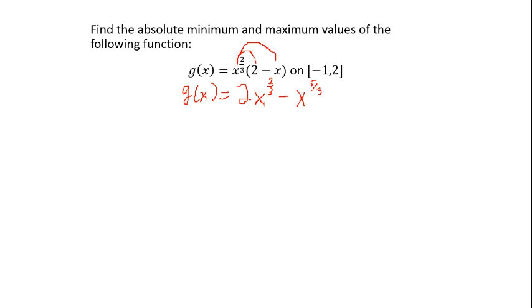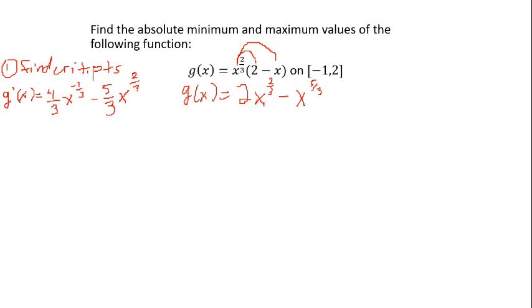First step to finding absolute extrema is to find the critical points. To find the critical points, we're going to find where the first derivative is either equal to 0 or undefined. So let's find the first derivative. g prime of x, use power rule, move down the power of 2/3. 2 times 2/3 is 4/3. Decrease the power by 1: 2 over 3 minus 3 over 3 is -1 over 3. And then minus, move down the power 5/3. Decrease the power by 1: 5/3 minus 3 over 3 is 2/3.